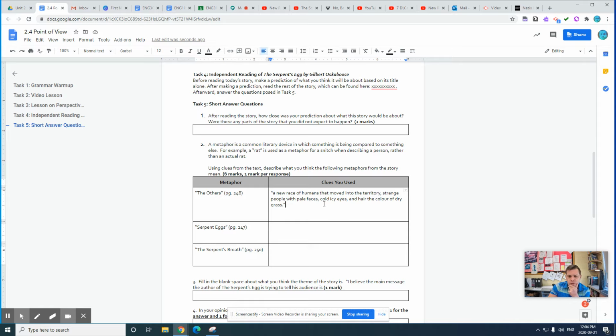So this is a clue. It's a race of people that are new to First Nations people who moved in. They're strange, they have pale faces, cold, icy eyes, and hair the color of dry grass. So that'd be like a yellowish blonde. So what people have pale faces, blue eyes, and blonde hair? Well, that sounds like white people, right? And in the story, that's who the others are. They are the white people.